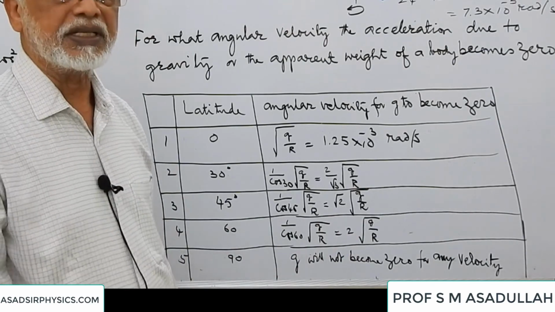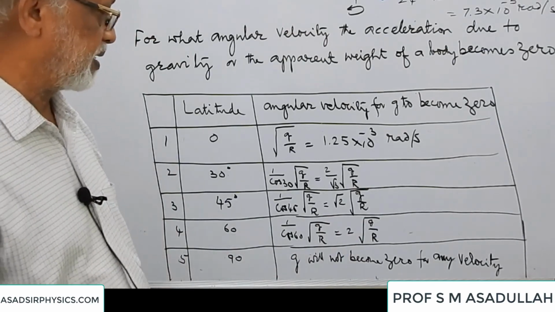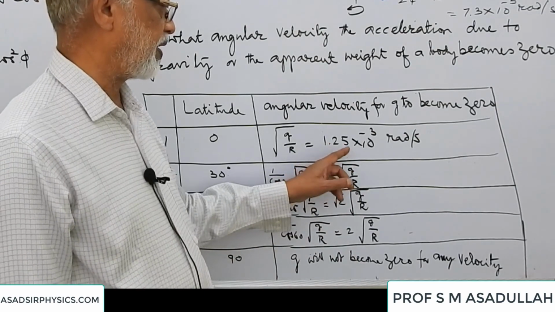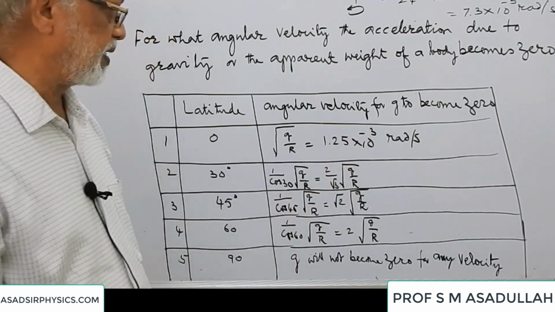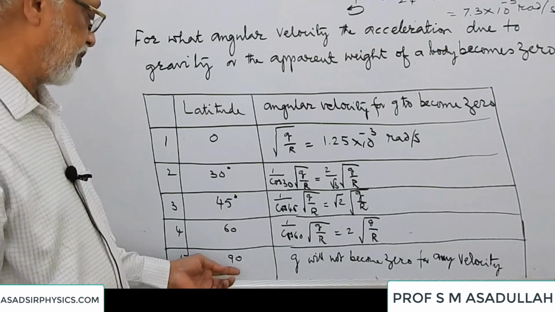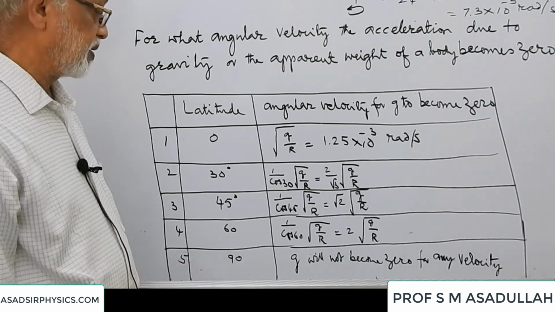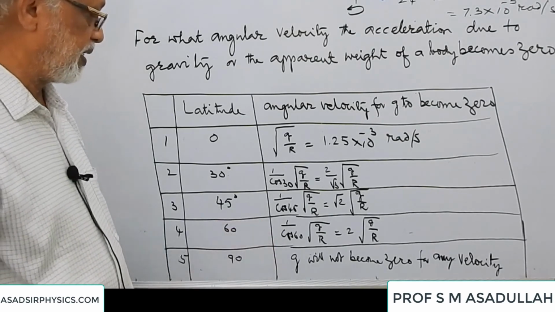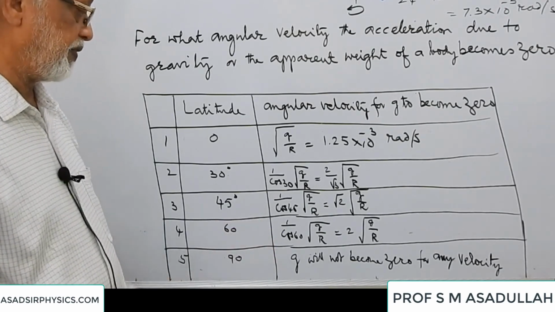This was asked once in an earlier examination, the NEET examination. 2 times this means it will be 2.5 × 10^-3 radian per second. Then we are going to the poles. Phi is 90 degrees, and 1 / cos 90 is infinity.